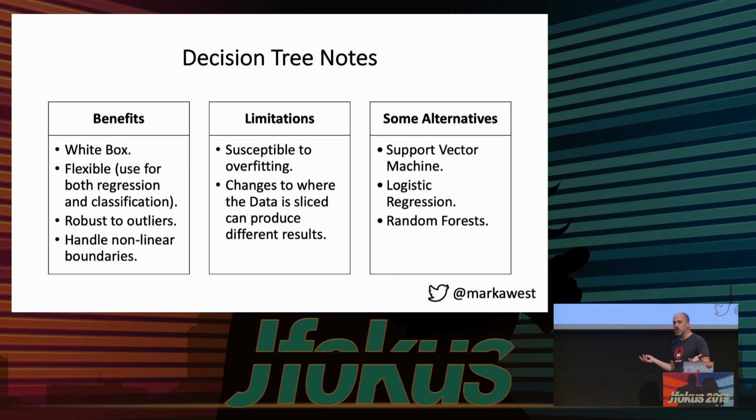So that's decision trees. White box, easy to visualize, flexible, robust to outliers, and good for nonlinear boundaries. But they are very susceptible to overfitting, and changes in the data where you slice the data can actually give you very strange results. Now, if you're going to work with decision trees, I would definitely advise you to look into random forests, because decision trees are very prone to overfitting to your training data. Random forests are another, similar algorithm, which constructs lots of decision trees and then aggregates them together to give you a good result.